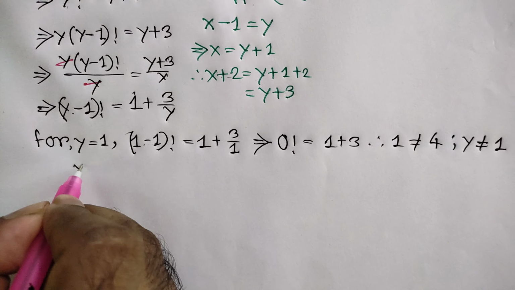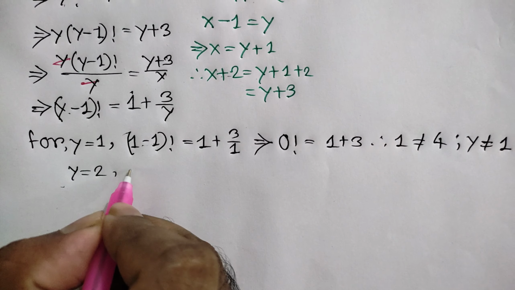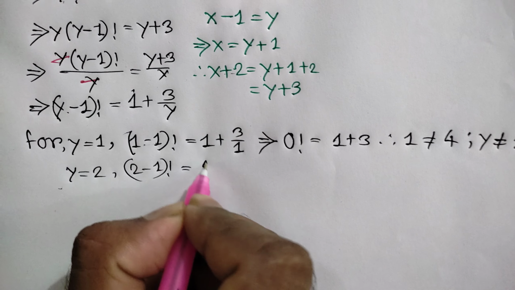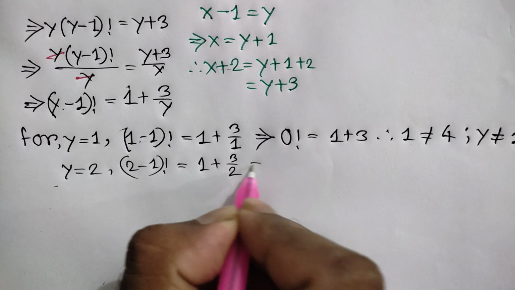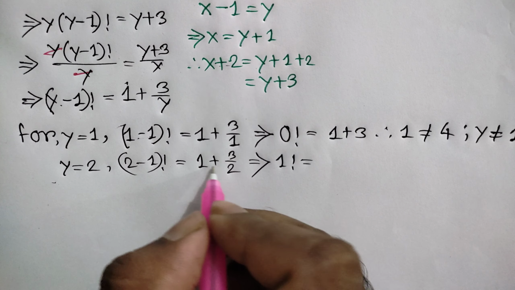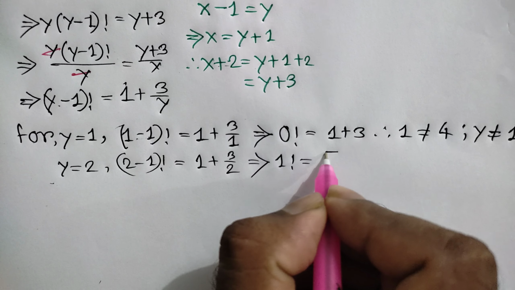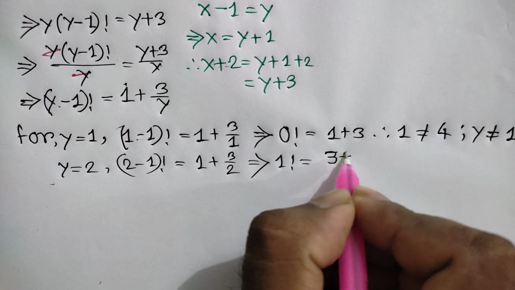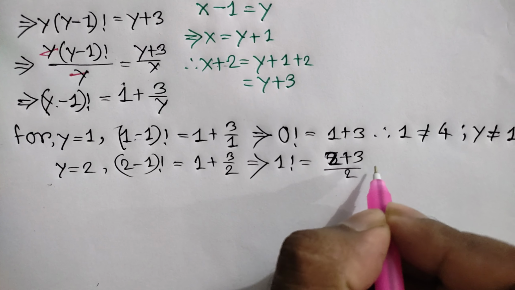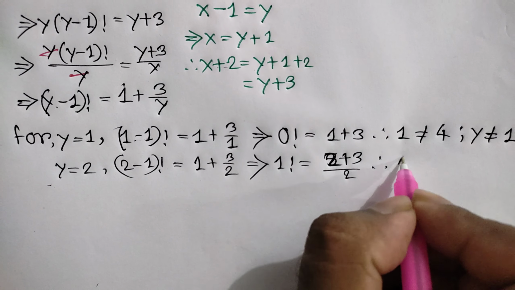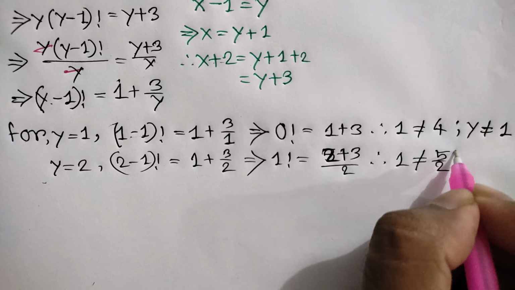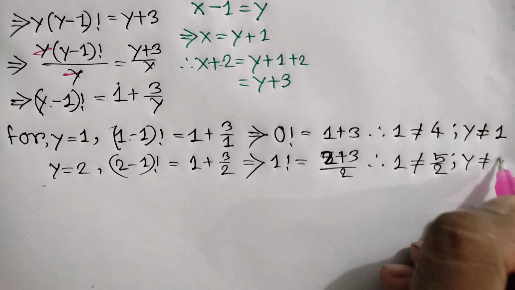Now for y is equal to 2, we can write 2 minus 1 factorial is equal to 1 plus 3 over 2, or 2 minus 1, that means 1 factorial is equal to 1 plus 3 over 2, so 1 is not equal to 5 over 2. That means y is not equal to 2.